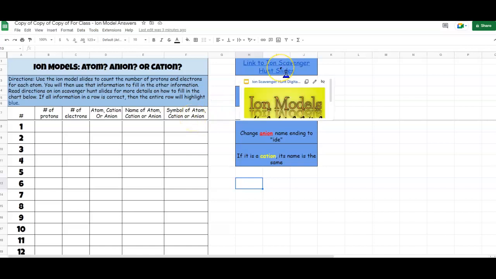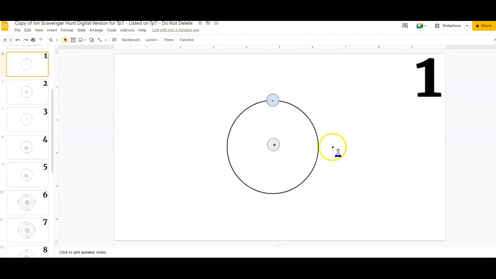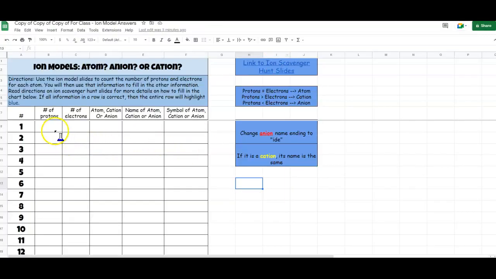So here are slides that you would use, but I also have it attached in your Schoology that you can go to. I'm going to show you the slide. I'm going to do card number 1. Okay, so here I put 1 proton, 1 electron. They are equal to each other, so therefore I know it's an atom.